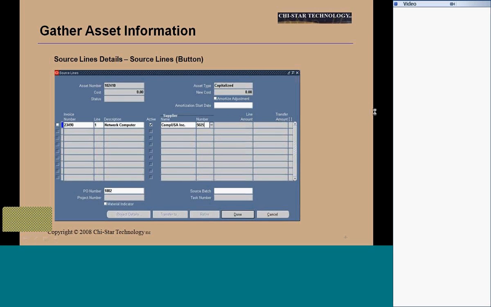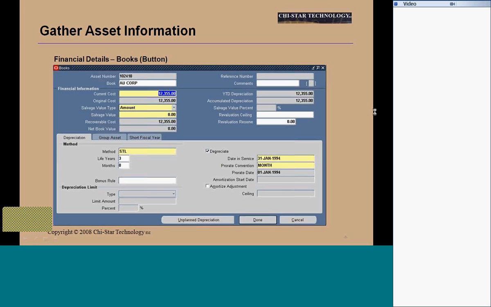I'm going to gather the information for the source line information. So again, they could go ahead during data entry and put in what invoice number this asset belongs to for reference purposes. What is the supplier? Financially, I need to gather the information so that when I get to the point in time where I need to calculate new values for the assets, I have the original cost, the original year-to-date, and accumulated depreciation amounts, so that when I get that translation rate, I can calculate the new values.